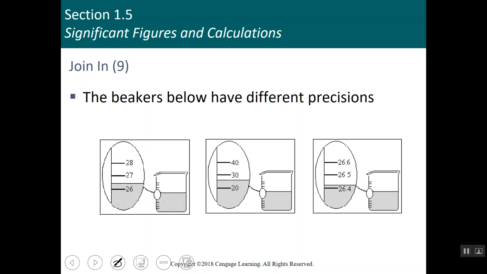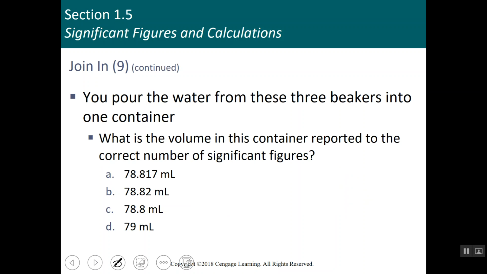Now look at these different beakers, and this is where significant figures really comes into play, is in lab when you take measurements. So if you look at this beaker, we know it's 26 for sure, and then we can guess one more decimal place. On this one, we know it's 20 for sure, and then we can guess one more decimal place. And on the last one, we know it's 26.4 for sure, and then we can guess one more decimal place. We're going to pour the water from these 3 beakers into one container. What is the volume in this container reported to the correct number of sig figs?